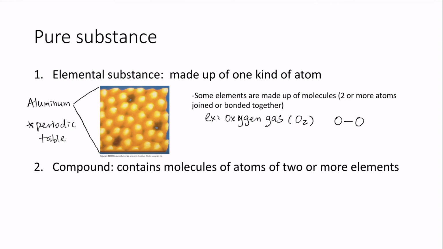The second subcategory of pure substance is compound. Compound contains molecules of atoms of two or more elements. Let me give you a couple examples here. Let's say table salt, sodium chloride. So it has the sodium element and the chlorine element, so it is a compound. Another example is water. Water has both the hydrogen element and the oxygen element.